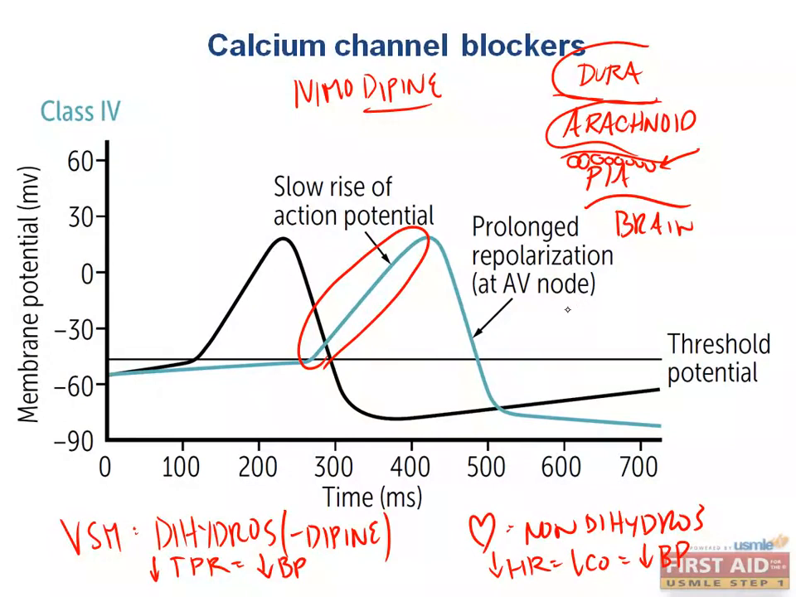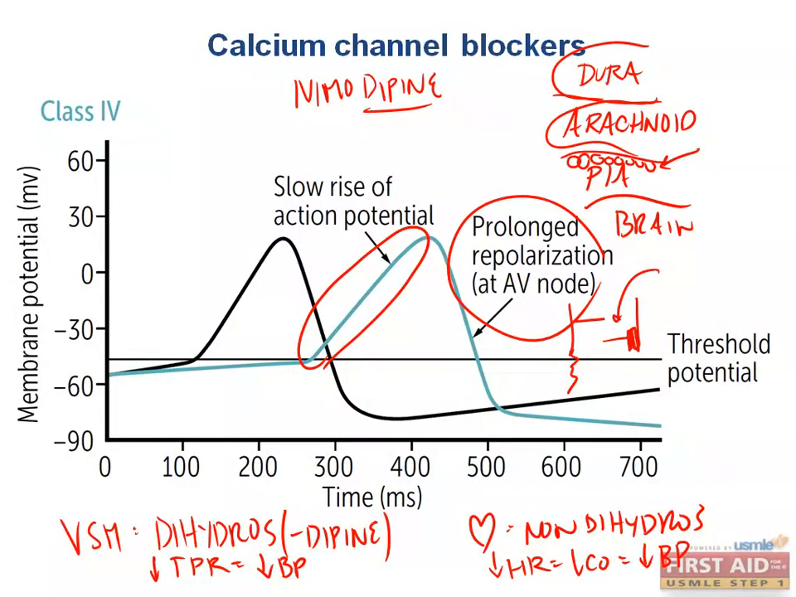Also, we discussed how verapamil and diltiazem prefer to bind calcium channels that are being depolarized very frequently. They will bind to the inside of the L-type calcium channels and prevent them from restoring to their normal state, which causes a prolonged repolarization at the AV node.